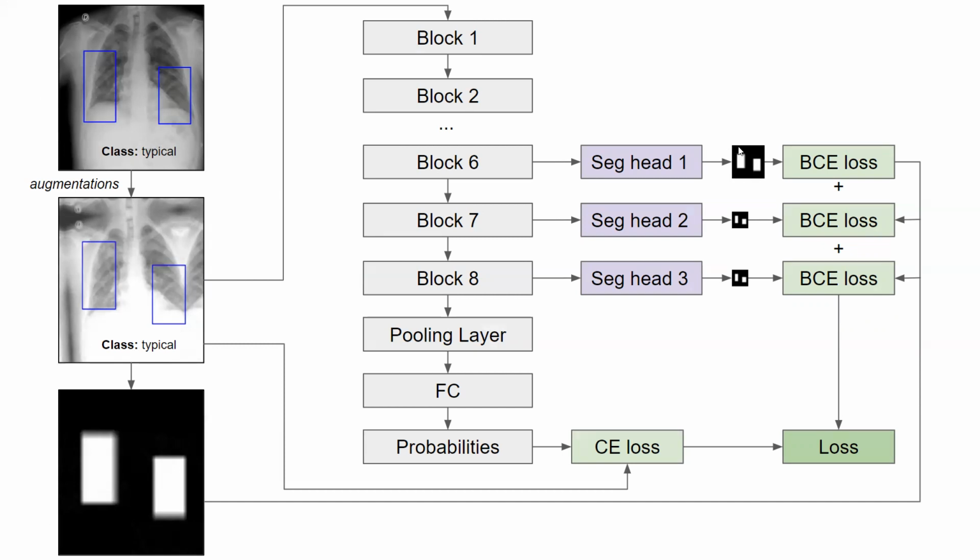So we get binary masks, and those masks are compared against this ground truth mask, which is resized appropriately, and binary cross entropy is used for the loss. All losses are added up, including the cross entropy loss from the probabilities of the main network, and we get the final loss from which we backpropagate.